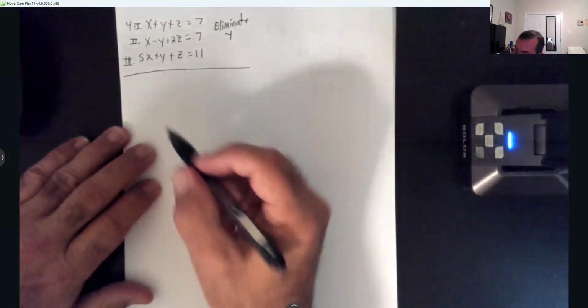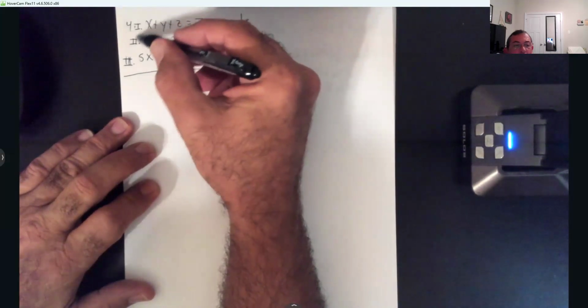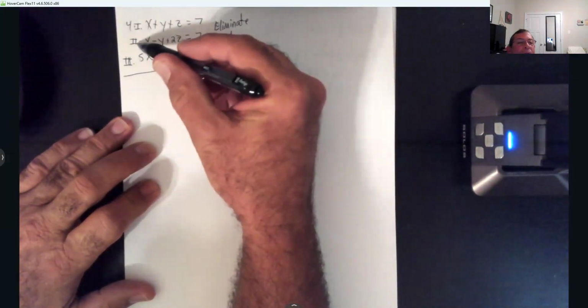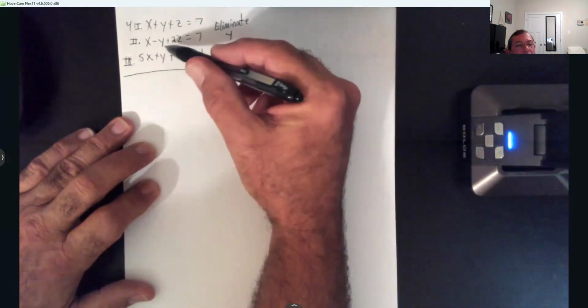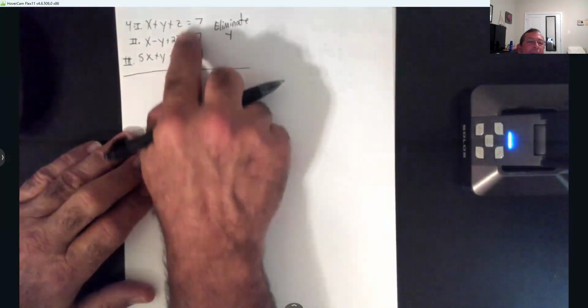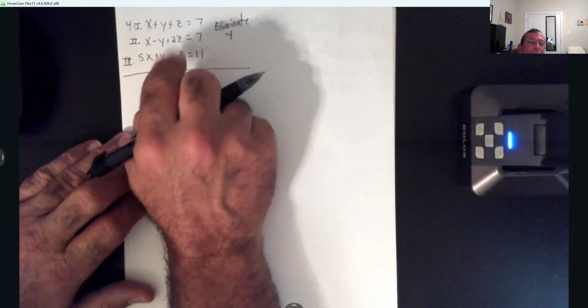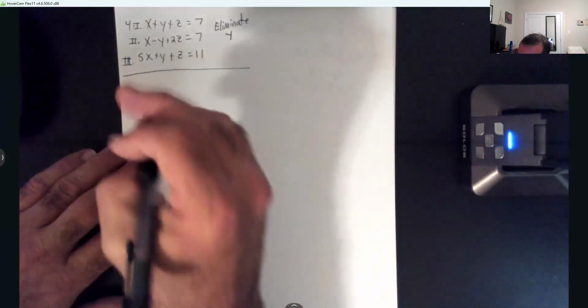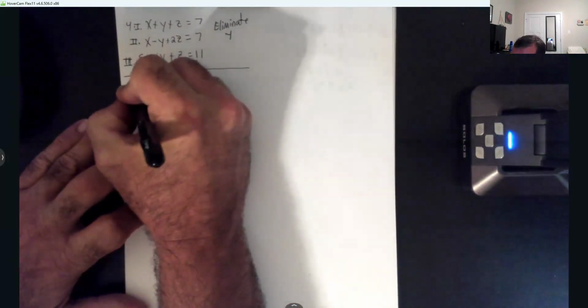I would pick the Y because the first time I'm going to add row 1 and 2. That'll get rid of the Y. The next time I'm going to add row 2 and 3. That'll get rid of the Y. And y'all, I don't even have to change them because that's a positive and a negative, and then there's a negative and a positive. So watch this. We're going to add 1 and 2.